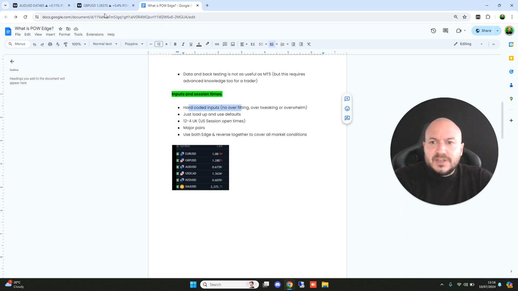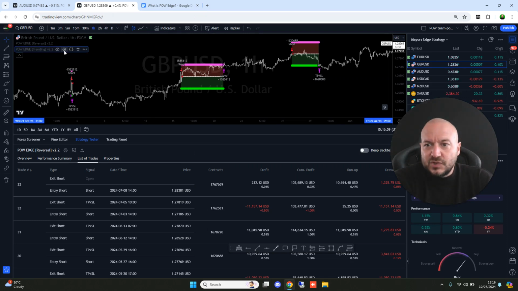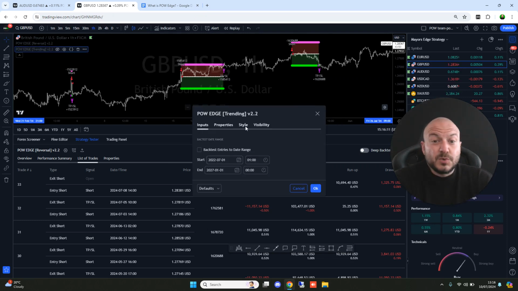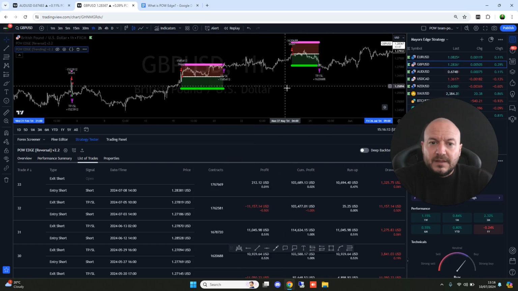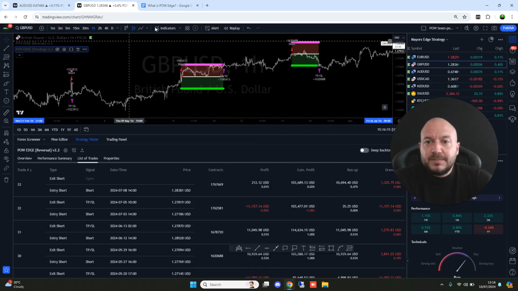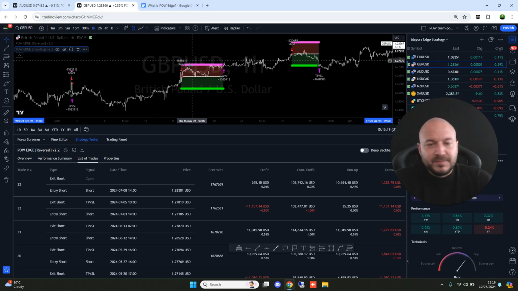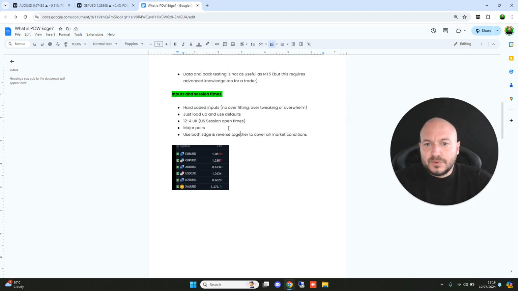So everything's hard coded. There's nothing for you to tweak. You literally click here. There's nothing. Just your visuals. Make it look as pretty as you want. This helps make sure, in my opinion, that people have less room for error. That's the goal here, because before you could be saving multiple different templates and getting yourself in a total muddle. So just load up, use defaults.